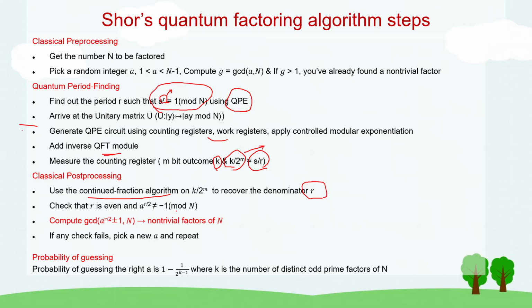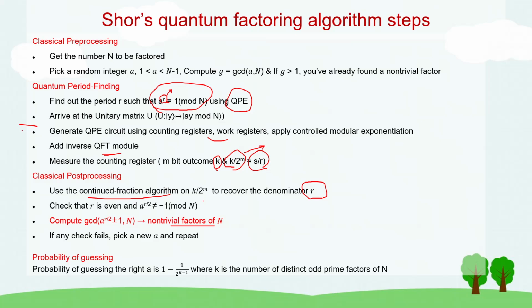We had similar steps in classical number theory also, right? Okay, so now compute: if this condition is met, then you take the GCD of a to the power of r by 2 plus or minus 1 comma n, and then you will get non-trivial factors. But if this check fails, you pick a new a and repeat.